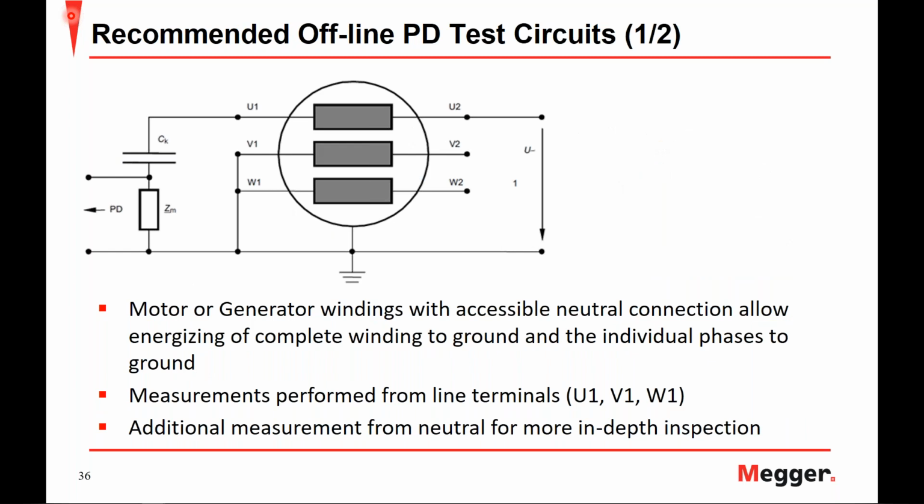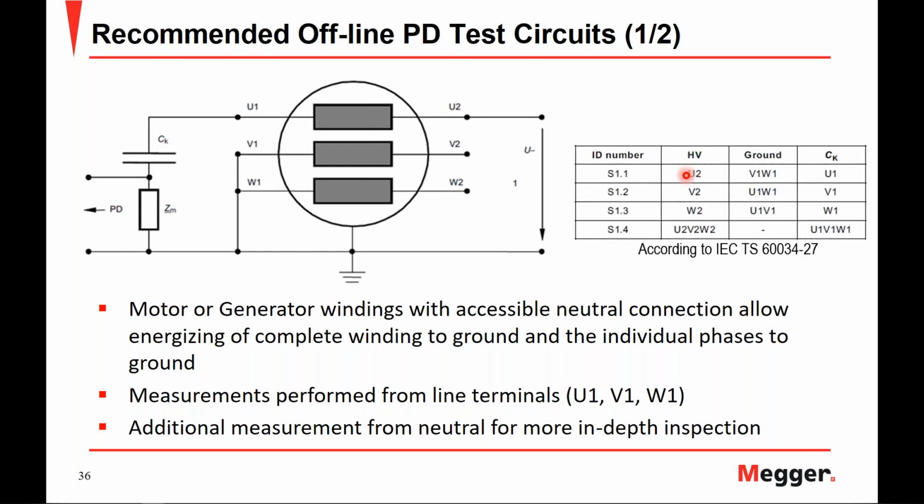Here, moving on, we have an example of the recommended offline partial discharge test circuit, in which we have a motor or generator with accessible neutral, which allows us to energize the complete winding to ground as well as the individual phases to ground. Testing at the maximum voltage is not really possible with the internal neutral connection because the electrical field distribution is the same throughout.